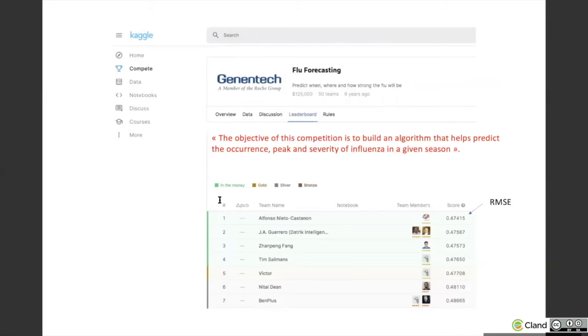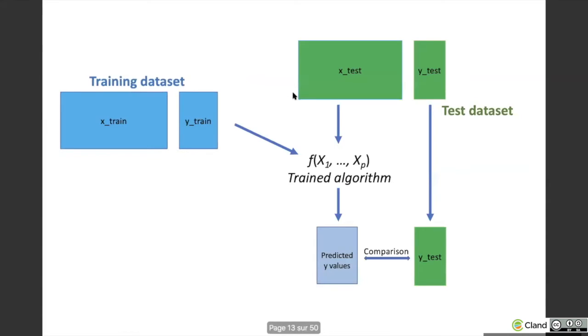And here you see the first 4 are in the money. It means that these 4 share this $125,000. So that's the principle of the data challenge, and that's the principles of most of the data science projects. They are more or less always based on this kind of framework.